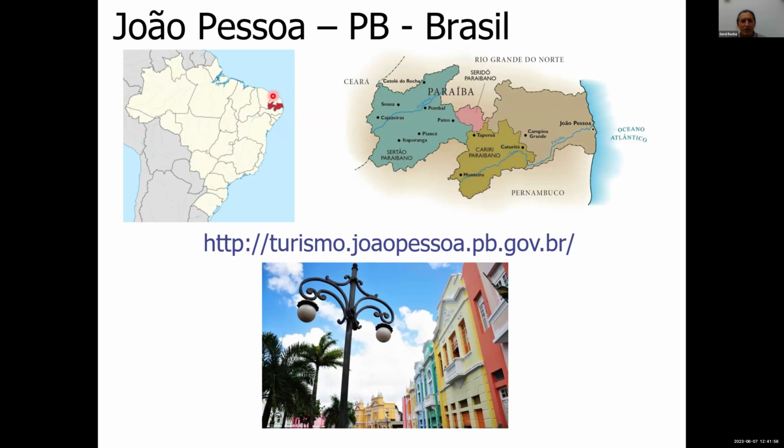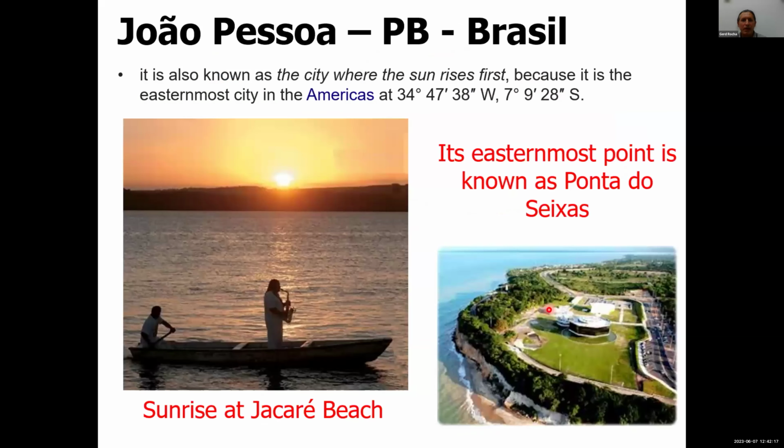Here is the map of Brazil. My state is here, Paraíba. João Pessoa is a beautiful place to study, to work, and to live. It has a lot of culture. It is also known as the city where the sun rises first, because it is the easternmost city in the Americas. This is the sunrise at Jacaré Beach when this saxophonist plays Bolero de Ravel all the time.